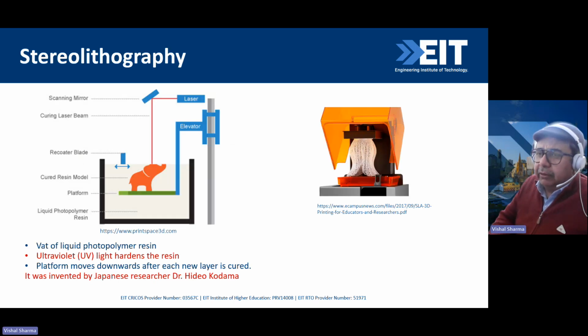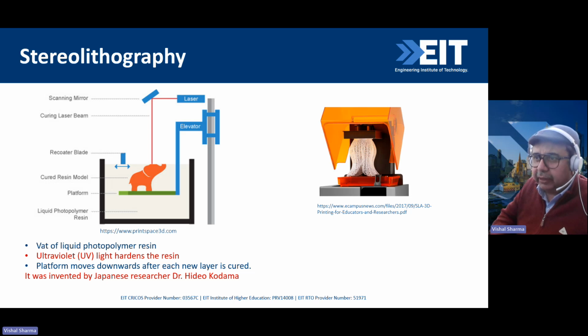Okay, the second technology is stereolithography. This is also quite old technology and relatively cheap. If you are interested in having good surface finish, then we go for this technology. This falls under the category of wet polymerization. Wet polymerization means that polymerization is happening in a container.